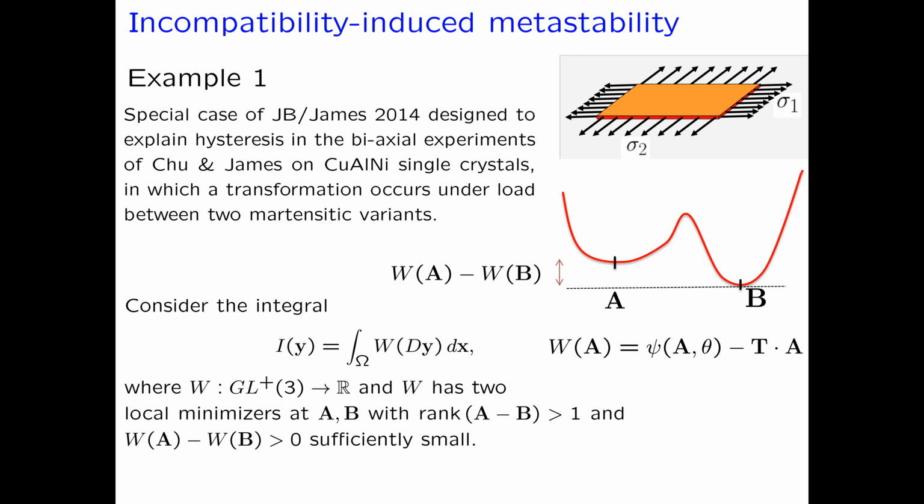So suppose you're sitting here at A, in the higher of the two energy wells, and we'd like to reduce the energy by introducing some of B.